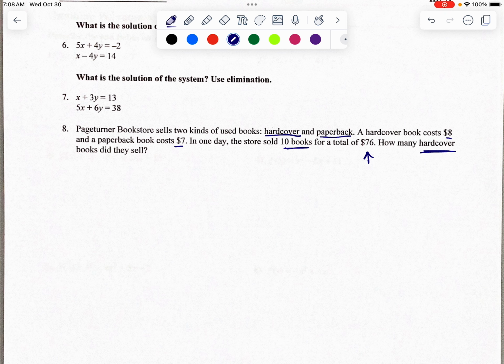So just like we did in class, I'm going to use H for hardcover and P for paperback. Again, use the variables that you're most comfortable with. Those are the two that I'm going to be using. So this one, I have two different things, right? I have the number of books they sold, 10 books. So hardcover plus paperback, the total of that would be 10.